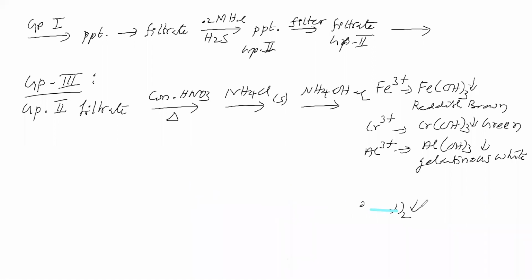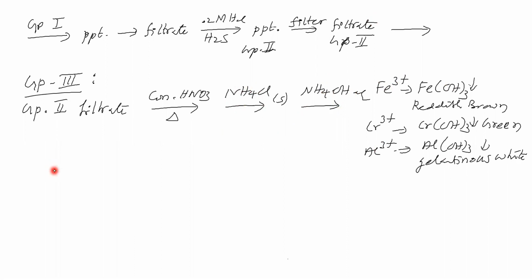Next, in group 3, why add ammonium chloride? In group 3, we are adding solid ammonium chloride. Why don't we add ammonium hydroxide directly? Because these cations precipitate as hydroxide, so we need hydroxide. Then when you need hydroxide, add ammonium hydroxide directly. Why did you add ammonium chloride followed by ammonium hydroxide? What is the necessity of ammonium chloride? That we will see. If we do not add ammonium chloride, what will happen?